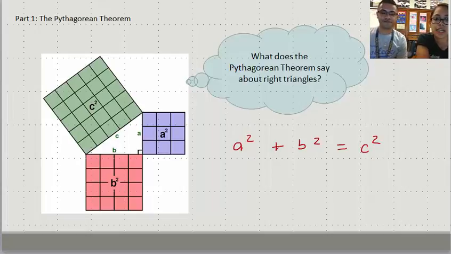So let's look at the square next to the a in the picture. So that means that when you take the area of that, which is 3 times 3, which is 9, plus the area of the leg B, which is 4 times 4, which is 16, should essentially give us the hypotenuse, which is 1, 2, 3, 4, 5, 5 times 5, which is 25.